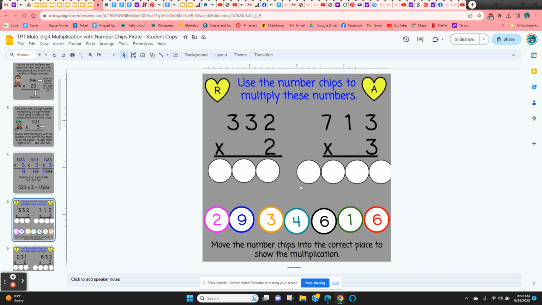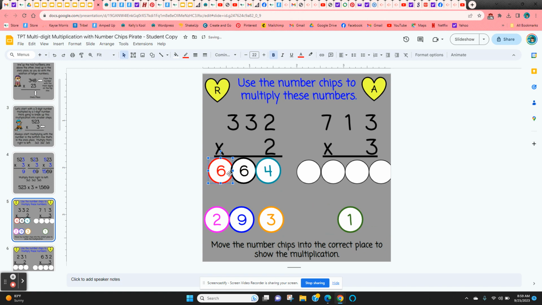So on the very last slide, they're going to solve a riddle by matching their answer to that letter. To move the number chips, you're just going to click and hold on the edge, and then they can move them into the correct circle to do the multiplication. So 2 times 2, 2 times 3, 2 times 3 again, and then 3 times 3, 3 times 1, and then 3 times 7 is 21.